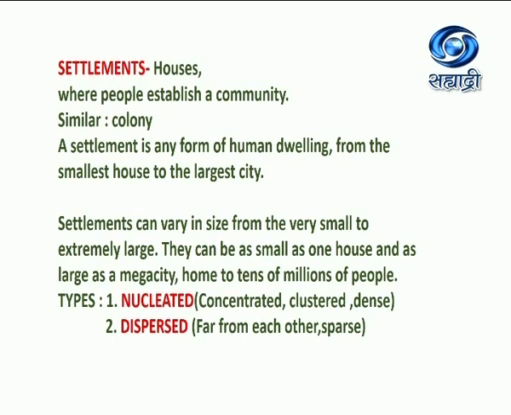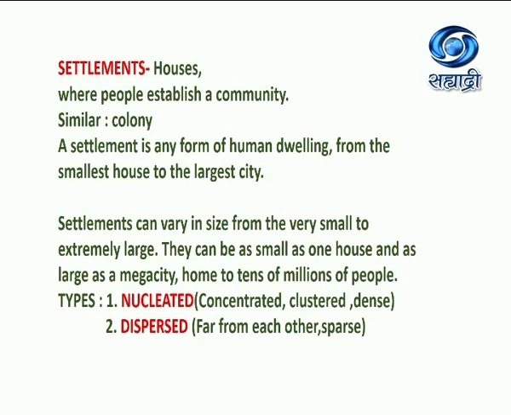There are two types of settlements, children. Firstly, nucleated. Now, what are nucleated settlements? Nucleated settlements are concentrated ones. The settlements that are closely associated together. That means they are dense. They are clustered closely, isn't it? Even we in the cities are closely associated with one another. We have a flat system, we have a bungalow system, whatever, but close by.